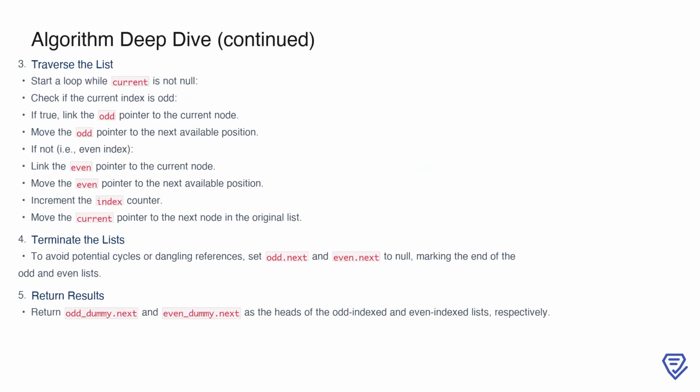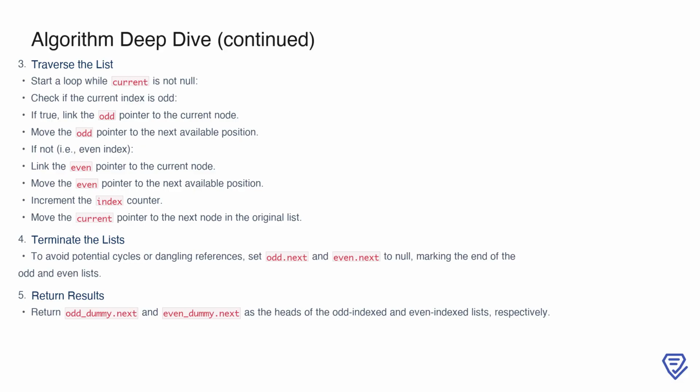Now, we traverse the input list using a loop that continues as long as the current pointer is not null. At each step, we check whether the current index is odd or even. If the index is odd, we link the odd pointer to the current node and move the odd pointer forward to the next available position. If the index is even, we link the even pointer to the current node and move the even pointer forward. After processing the current node, we increment the index counter and move the current pointer to the next node in the original list.